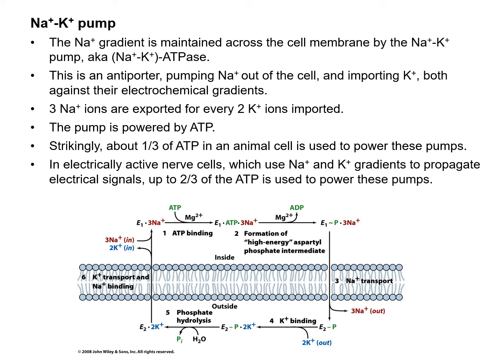Strikingly, about 1/3 of ATP in an animal cell is used to power these pumps. So it consumes a lot of energy to keep this gradient. And electrically active nerve cells, which use sodium and potassium ion gradients to propagate electrical signals, use up to 2/3 of the ATP for powering such pumps.